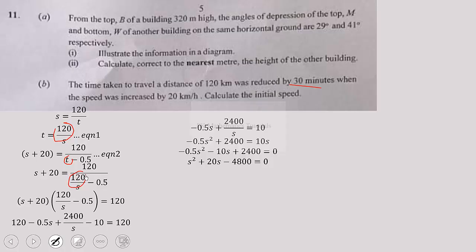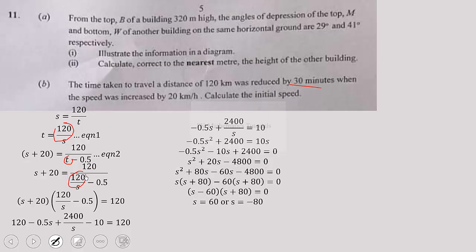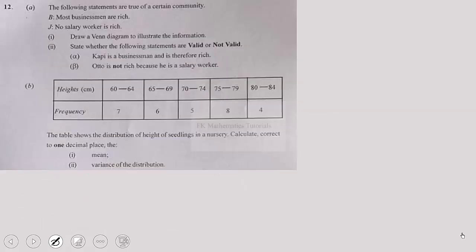Now the factors will be 80 and negative 60. So we split the middle term, and that will give us s to be equal to either 60 or negative 80. Therefore, the initial speed will be equal to 60 kilometers per hour.